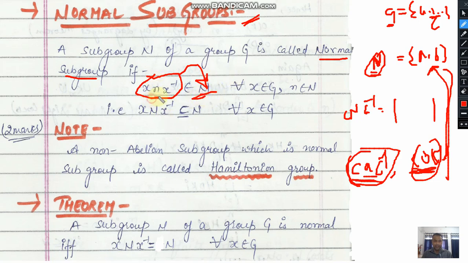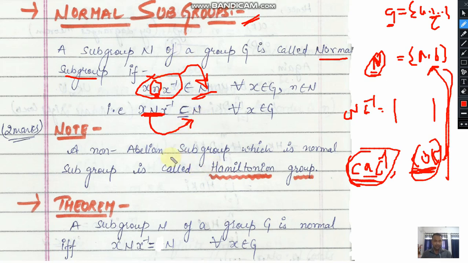If I am using the complete subgroup N in place of any element, then the set of such type of compositions will be a subset of N. This will be an improper subset of this N. This is the definition of a normal subgroup.